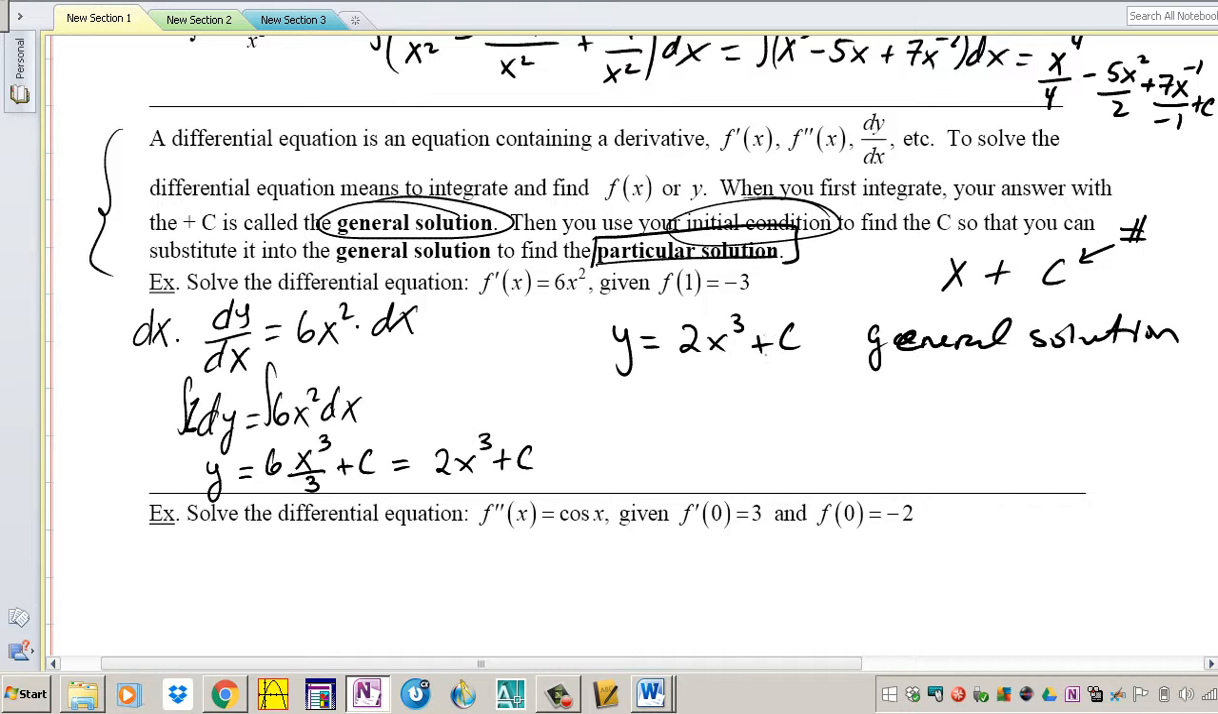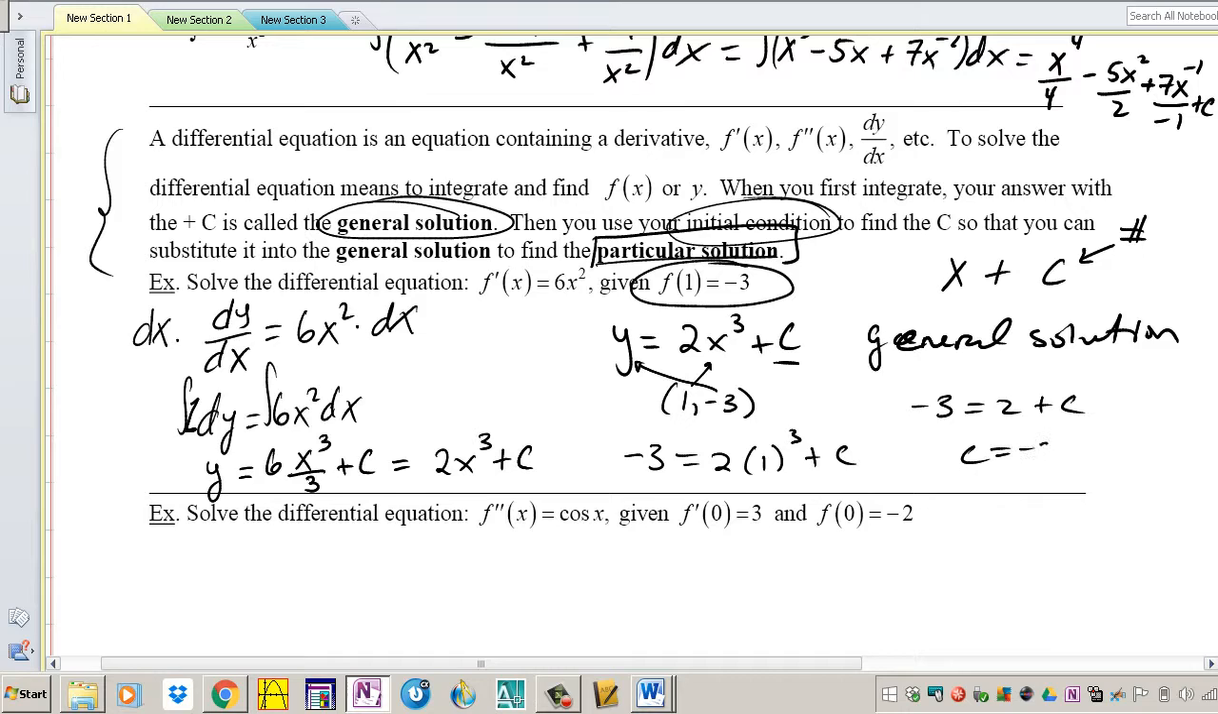It's general because c is not defined yet. So there could be many answers for c. We're going to go ahead and use the initial condition here. f of 1 equals -3 is the same thing as (1, -3). Let's go ahead and substitute these x and y values and solve for c. -3 is equal to 2 times 1 cubed plus c. -3 is equal to 2 plus c. c is equal to -5. And our solution is y is equal to 2x cubed minus 5.